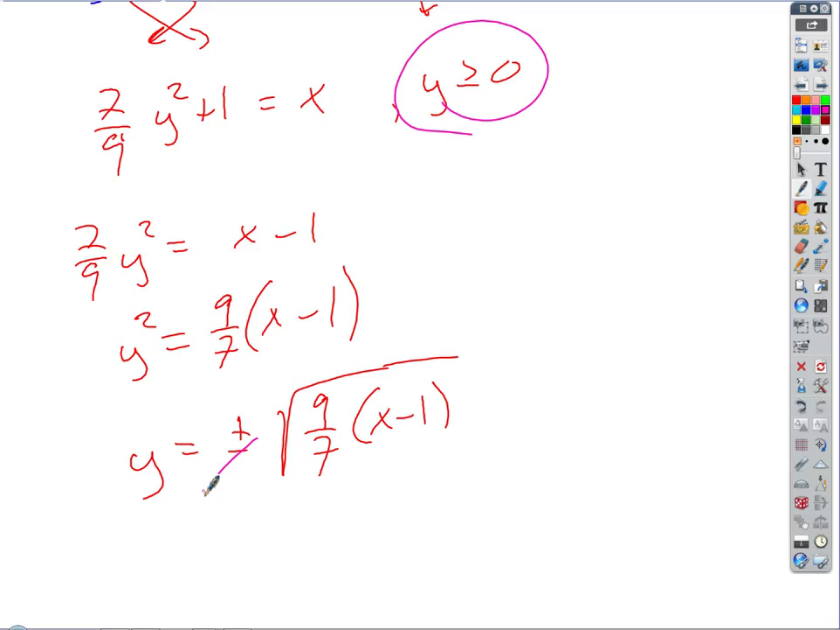I don't care if you simplify the radicals on these. I don't want you to spend the time on that. You know how to do that. But that would just be our answer. Okay? Questions?